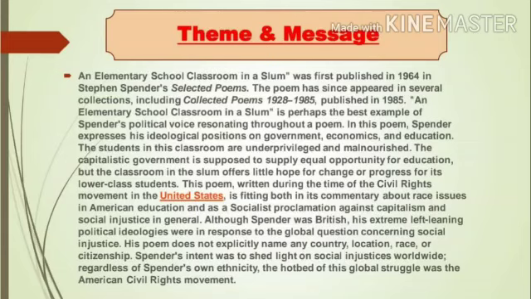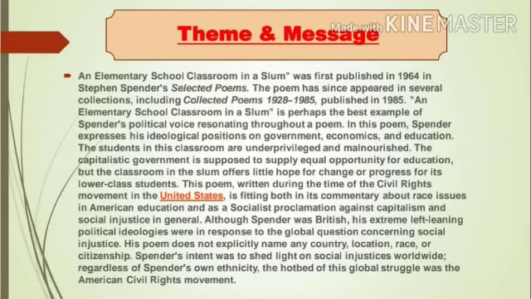This poem was written during the time of the civil rights movement in the United States. It is fitting both in its commentary about race issues in American education, and as a socialist proclamation against capitalism and social injustice in general. Although Spender was British, his extreme left-leaning political ideologies were in response to the global question concerning social injustice. This poem does not explicitly name any country, location, race, or citizenship. Spender's intent was to shed light on social injustice worldwide. Regardless of Spender's own ethnicity, the heart of this global struggle was the American civil rights movement.